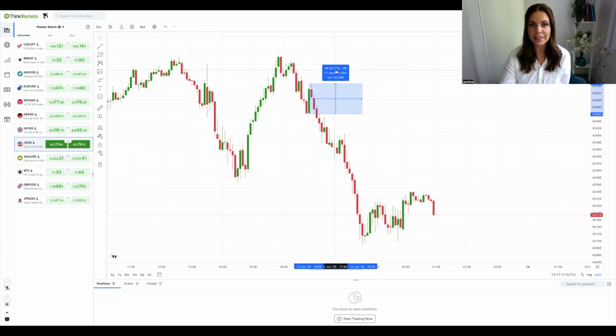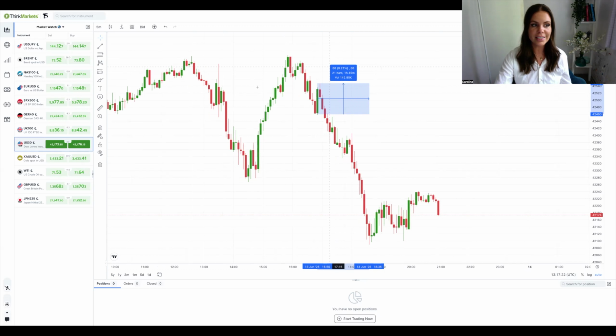So if you want to use the back testing software on Thinkmarkets, it's called the Trader's Gym. You can find it along the side. It looks like a dumbbell symbol.